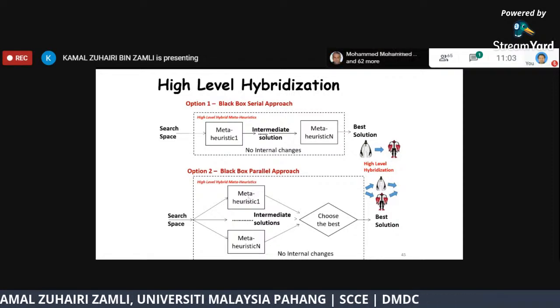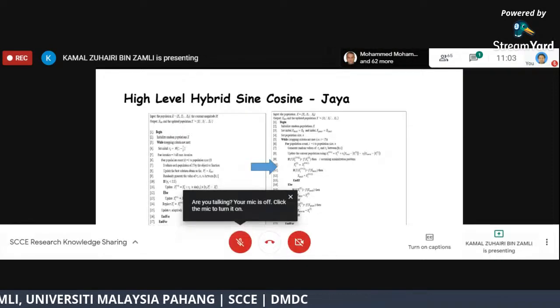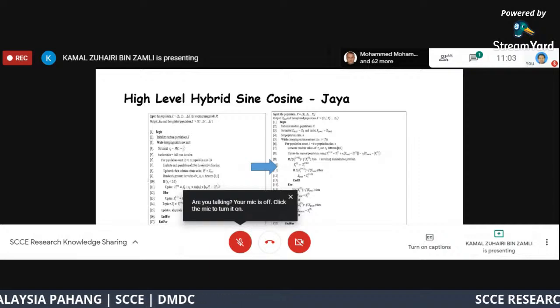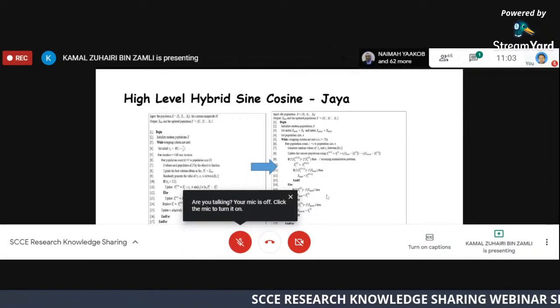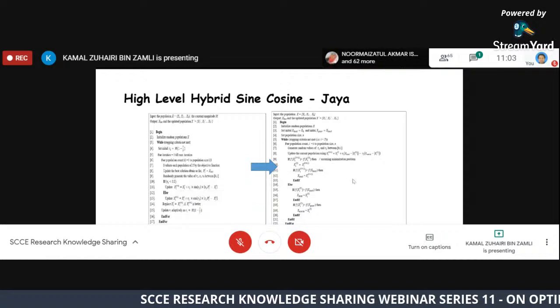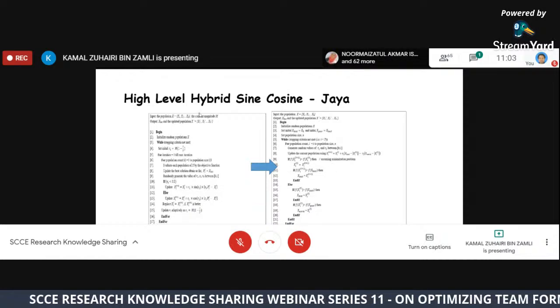Another possibility, also called high-level hybrid, is where you have one algorithm, sine cosine. After completion, you run another algorithm, sequential execution, to improve the population. So this is called high-level hybrid.